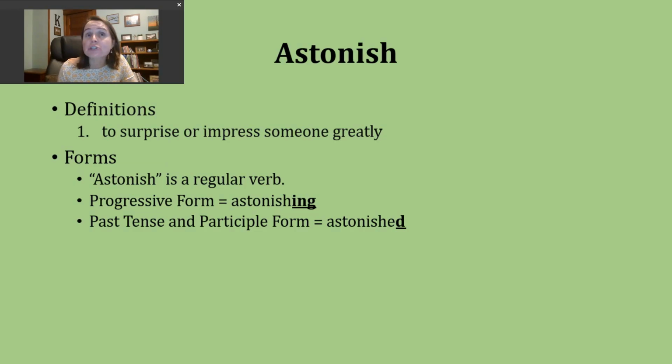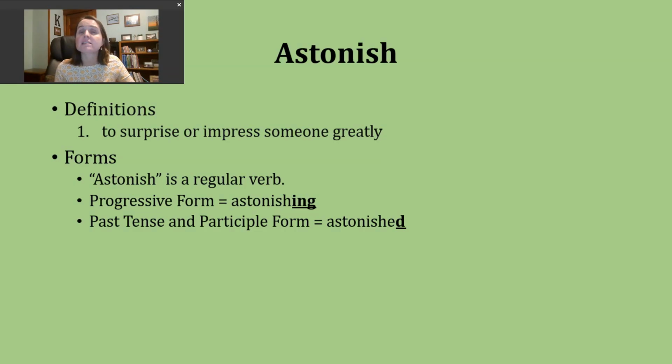For now, you should know that astonish is a regular verb. If you want to make the progressive form of this verb, all you need to do is add ing, and that forms astonishing. The past tense and the participle form of our verb can be made by adding ed.